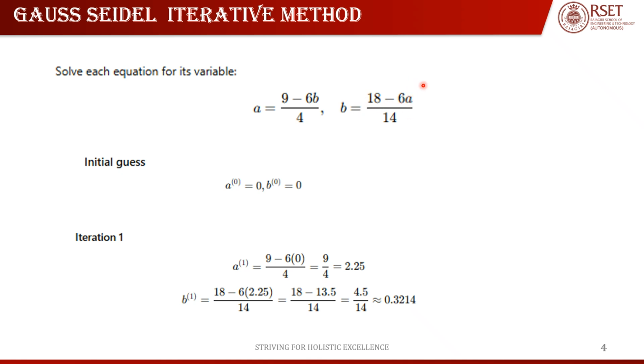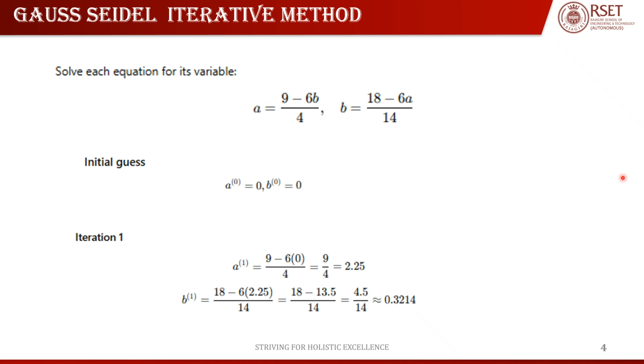Here you will not use the value from the previous iteration, you will use the value of a1 from the same iteration. Here you will choose the value of a to be 2.25. Got it? In the previous problem we chose the value of a to be 0 and just completed the first iteration. Here we choose the value of a from the same iteration, which is 2.25. So it will be 18 minus 6 into 2.25 by 14, and you will have the value. Now you have a1 and b1.